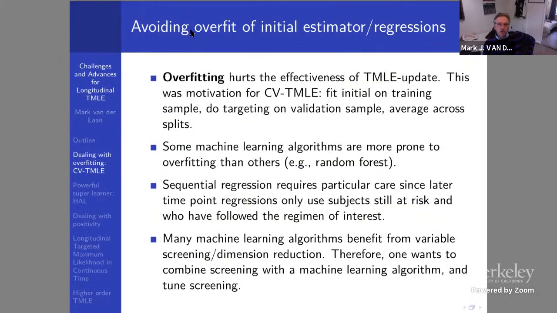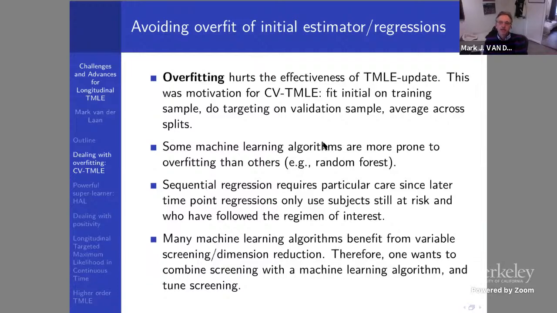So the first thing to realize when you do TMLE, and that's not just for longitudinal but in general, is that if your initial estimator, like your outcome regression, is overfitted, that means there's little signal left in the residuals. The TMLE works with the residuals, right? It uses the initial estimator as offset and says, let me now fit that clever covariate with the epsilon to get my bias reduction. And if the initial estimate is an overfit, there's very little signal there, so you don't really get much of a change.